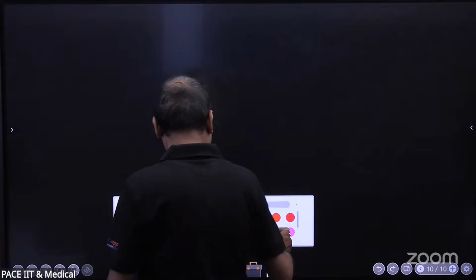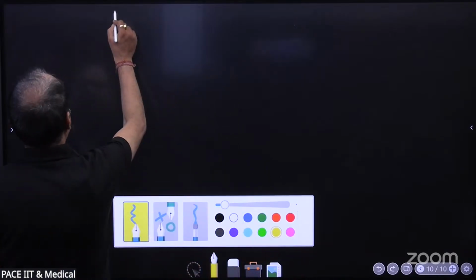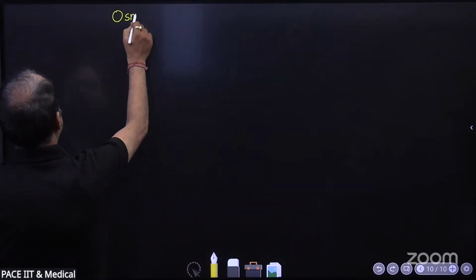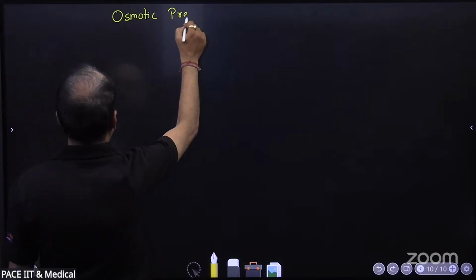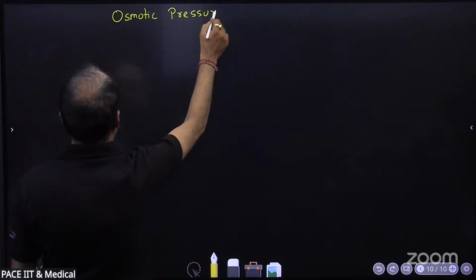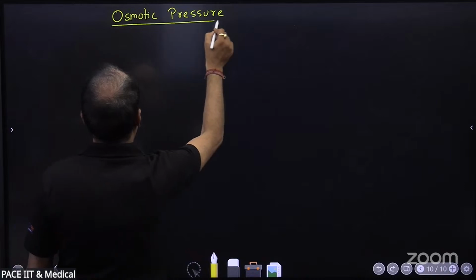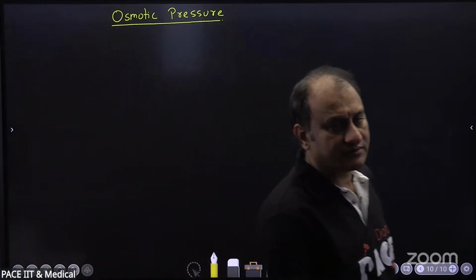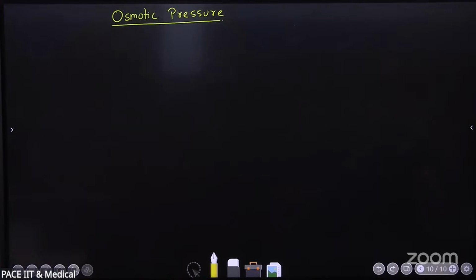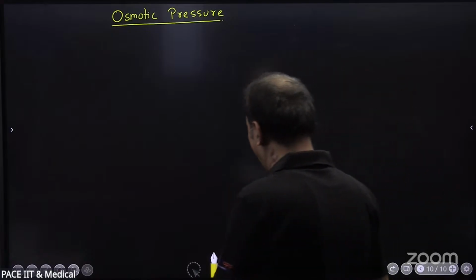Next, let's move to our third property. That is osmotic pressure. First of all, let's write what is the phenomena of osmosis.